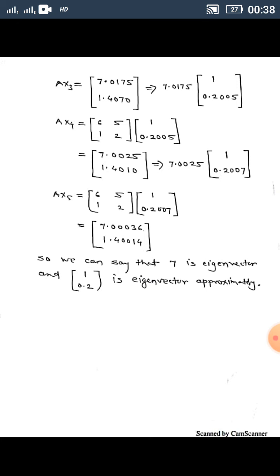So approximately 7 is the eigenvalue of this, and the eigenvector is approximately 0.2 we can write. So this is the procedure to calculate the dominant eigenvalue. So 7 is the eigenvalue and 0.2 is the eigenvector.